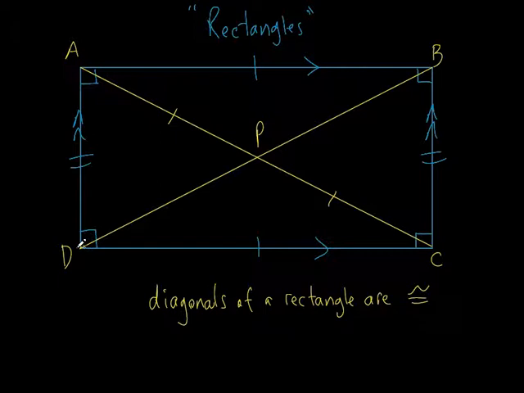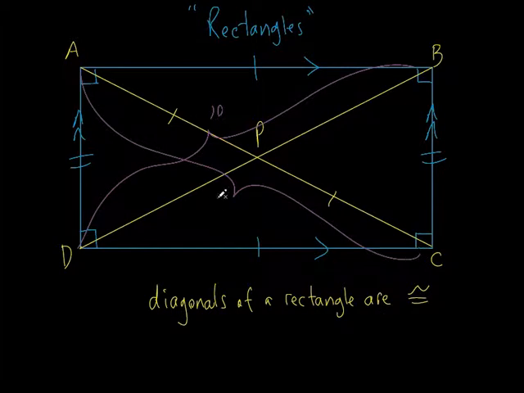Let's do this. This DB, that whole thing. Let's just say it's 10. I'm just making it up. Okay. Then if that's 10, what's AC gonna be? 10. That's also gonna be 10.